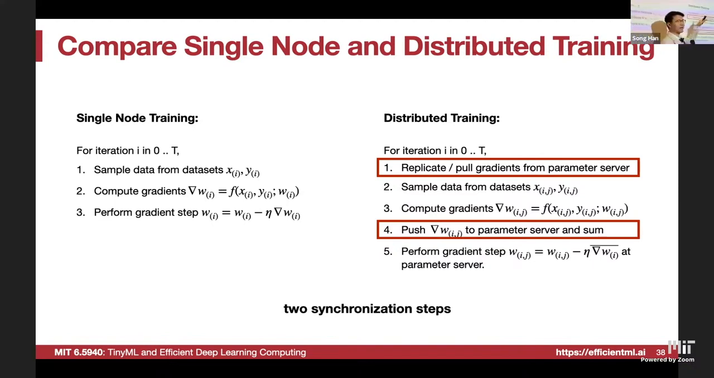One is to replicate and pool the gradients from the parameter server, and then each node compute the forward and backward to get the gradient, and finally push its local gradient to the parameter server. And here they have to stay synchronized before the master parameter server is going to do the parameter update.